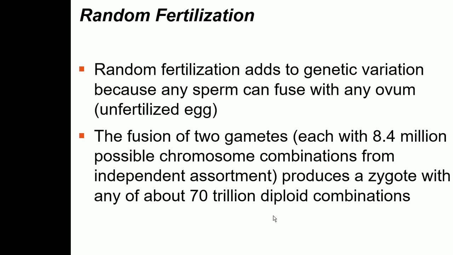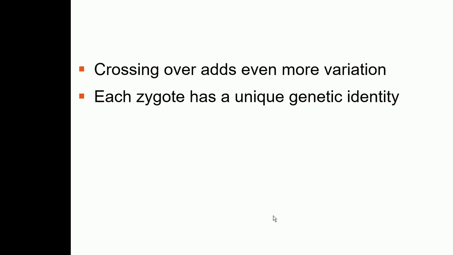And random fertilization: we just talked about how eggs and sperms are formed, and who finds which partner is all random. Which sperm is going to fertilize which egg is all random. So that is the third mechanism which is responsible for genetic variation. So that's all in this chapter.